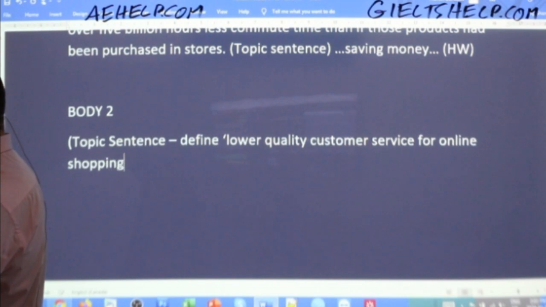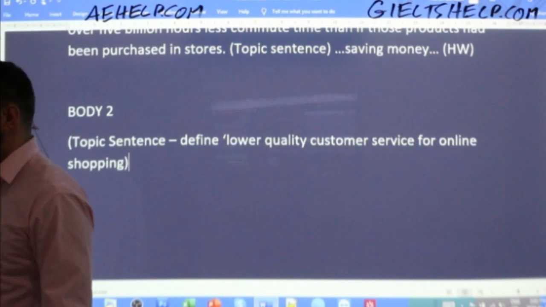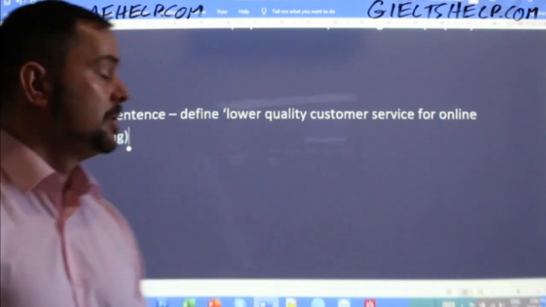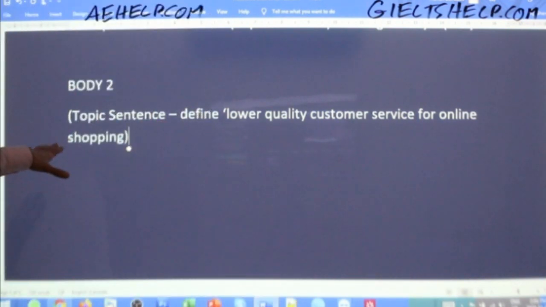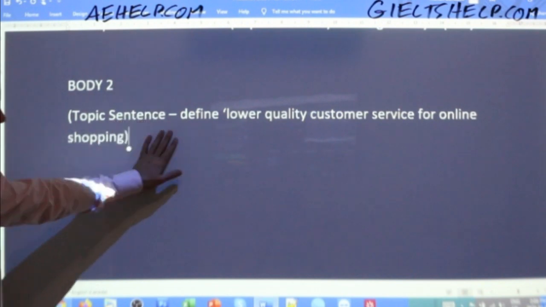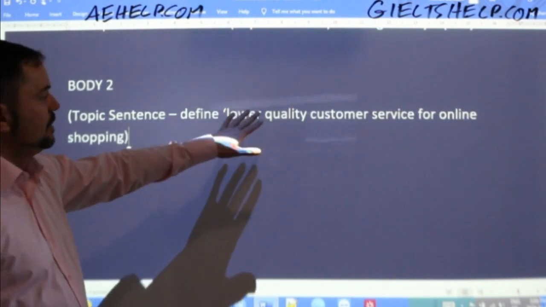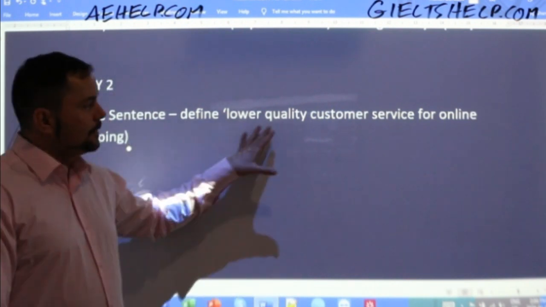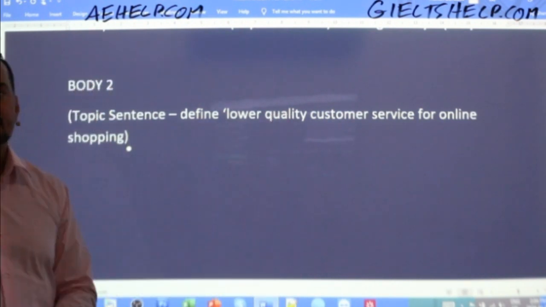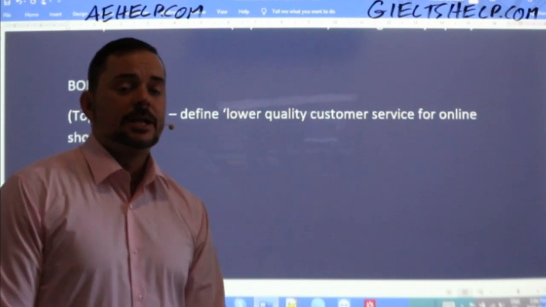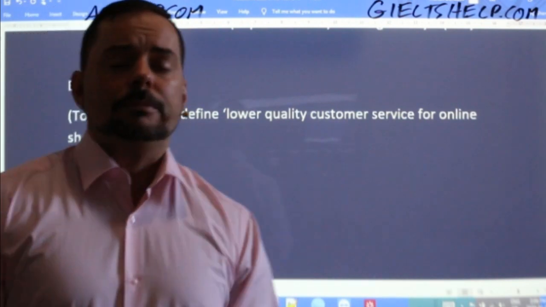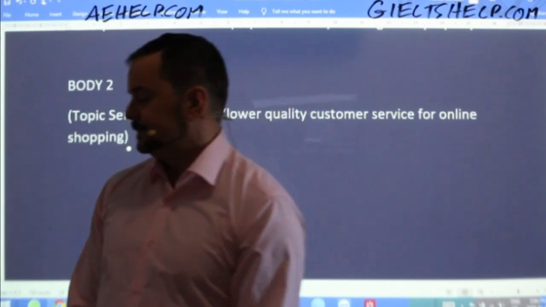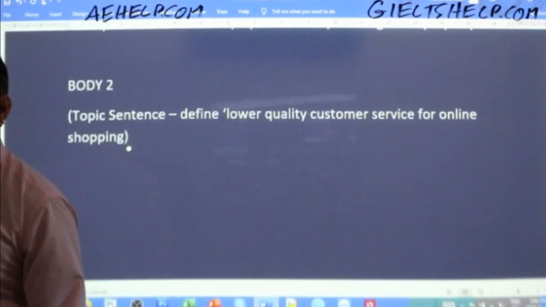Okay, so I'm trying to keep my hints simple in this case so I don't give you too much information, but this is what you should be thinking about. So body two, topic sentence: define the concept of lower quality customer service for online shopping. It's already kind of a definition, so I'm really leading you, but give me your own sentence. So define that. Okay, again, keep it simple.